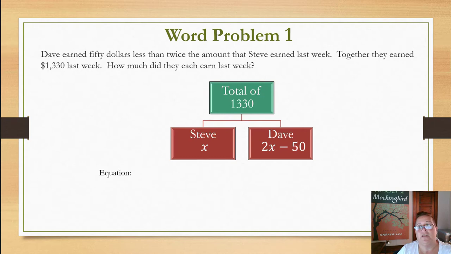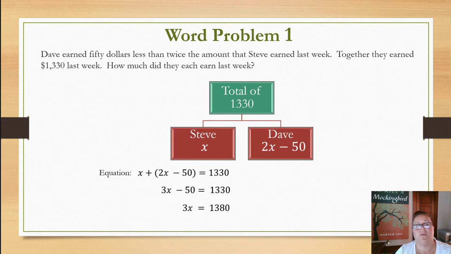This gives us our equation. I can take the amount from Steve, which is X, and if I put that together with the amount from Dave, 2x minus 50, I get the total of 1,330. Now from here, we simply work the algebra. So x plus 2x is 3x, minus 50 is 1,330. I'm going to add 50 to both sides to get 3x is 1,380, and then divide both sides by 3 to get x is 460.